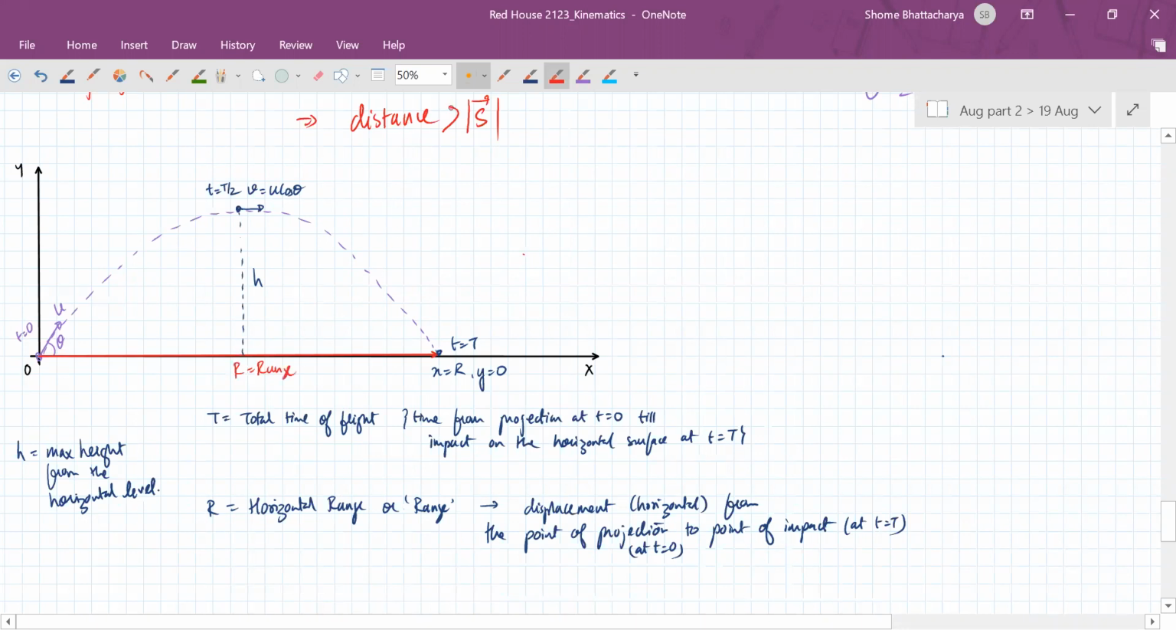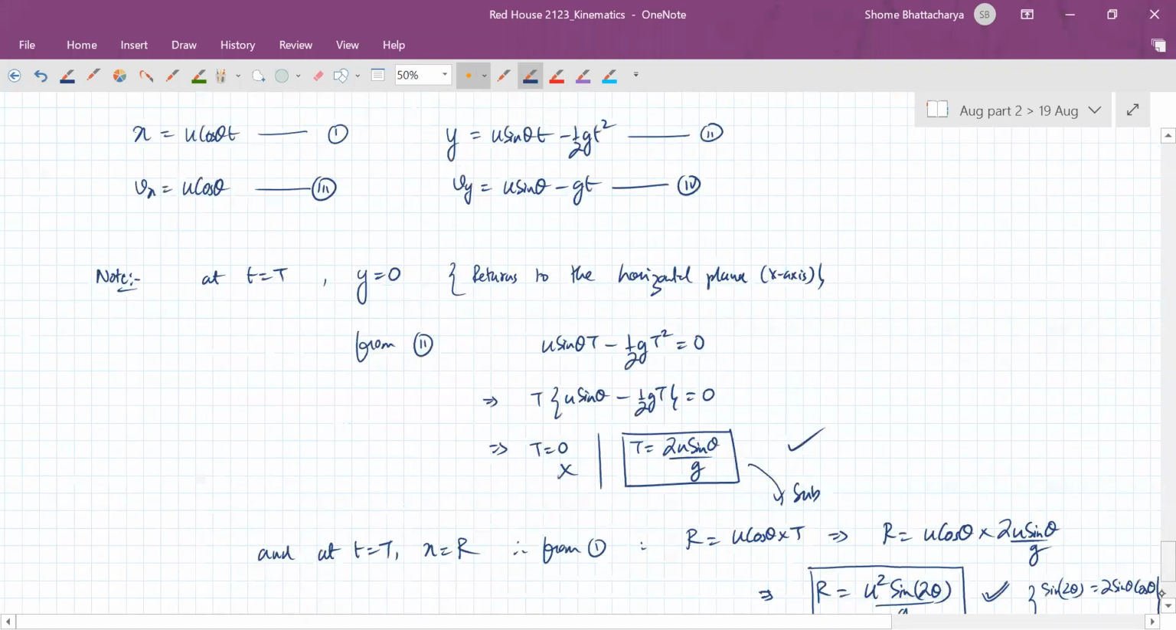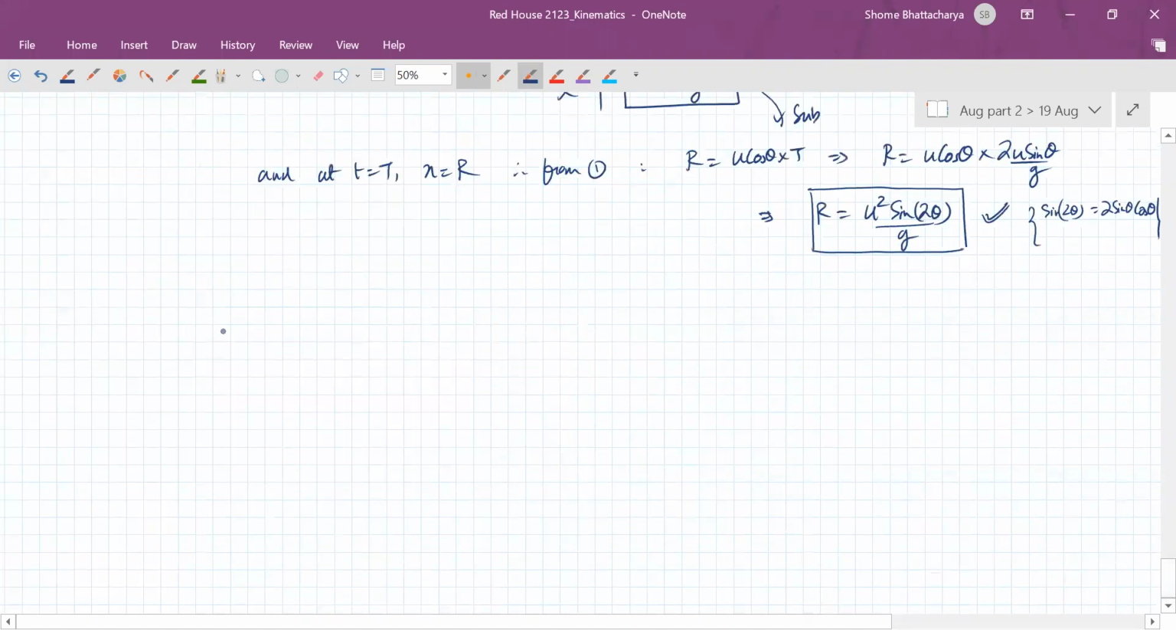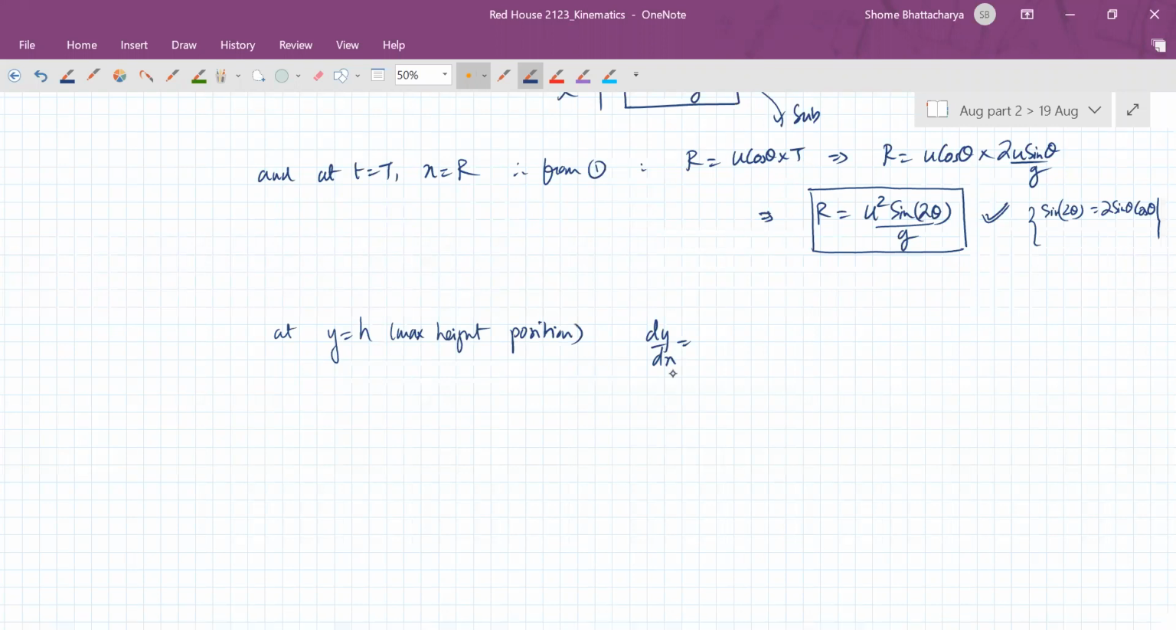And h is the maximum height. So now coming to the maximum height, the last part. At y equal to h, that is the maximum height position, dy by dt should be 0, no? Because y has reached its local maxima. You understood the point? No?